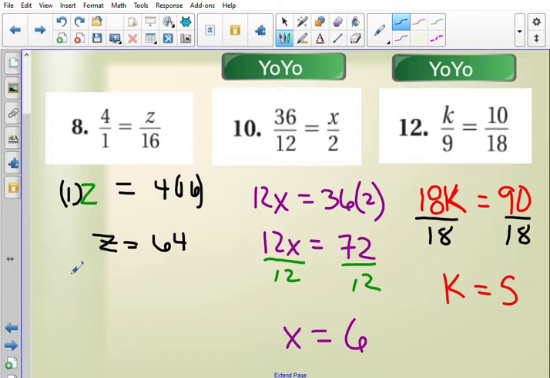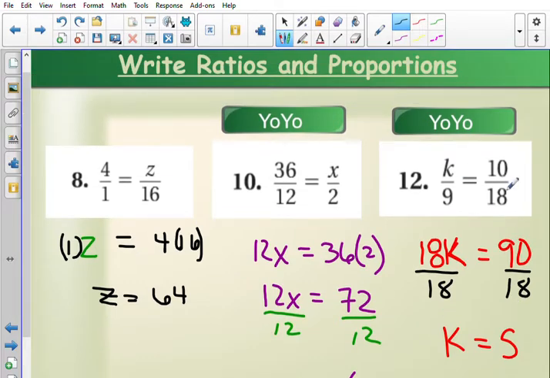Again, number 10, you needed to cross multiply. You could start with the 2 times 36. I would start with the 12 times x. 12 times x is 12x. 36 times 2 gives you 72. That's what's happening right here. And then to get x by itself, I'm dividing both sides by 12, so x equals 6.